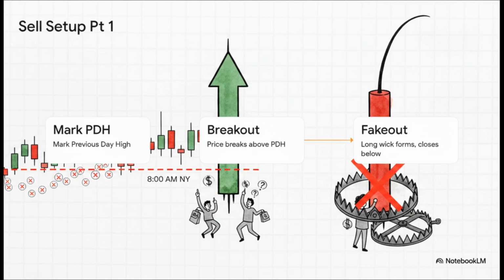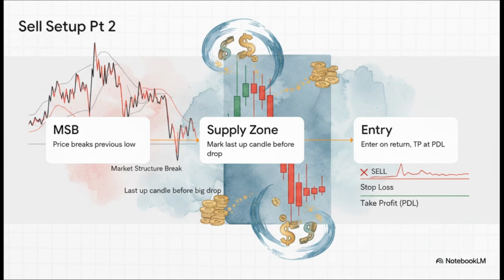Then, step 3, a long wick forms, it completely rejects, and the candle closes back below the PDH line. It's a fake out. The trap is officially set, but we still do nothing. Now, we wait for that confirmation. Price drops heavily and breaks the previous low. Bam. There is your market structure break.